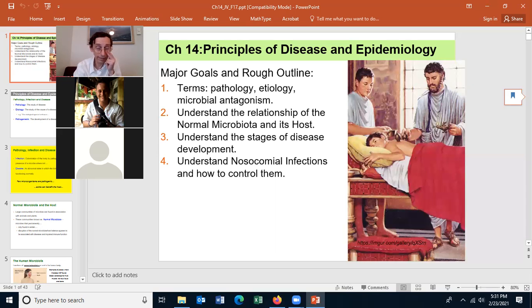And let me briefly state that nosocomial infections are one of the most important topics that you can learn in this class, because the majority of you are going to go out there and work in the health field, and you need to know what nosocomial infections are and how to control them, because we do not want nosocomial infections. Okay? And we'll talk more about that when we get to it. Any question about what we're doing?